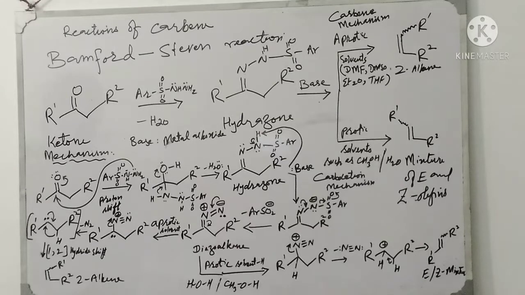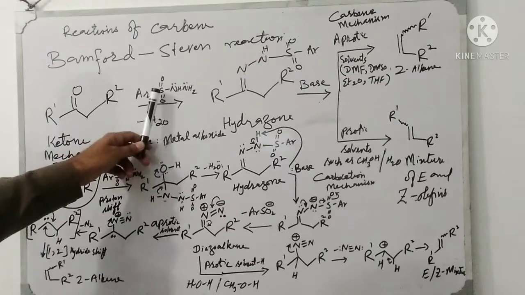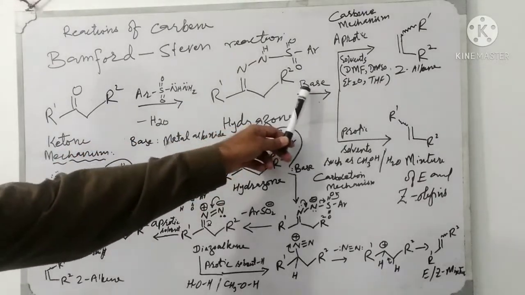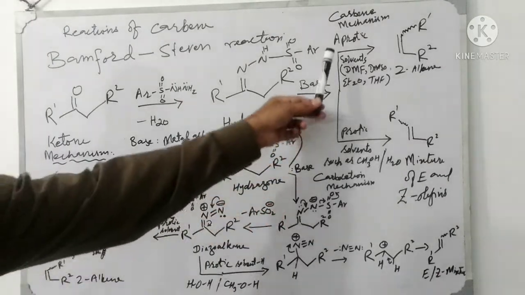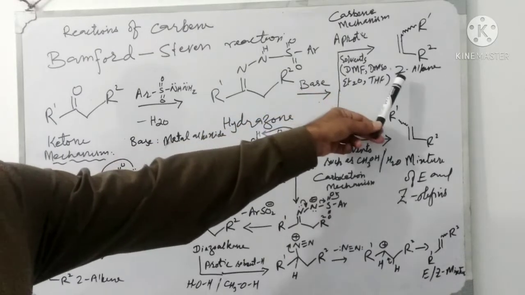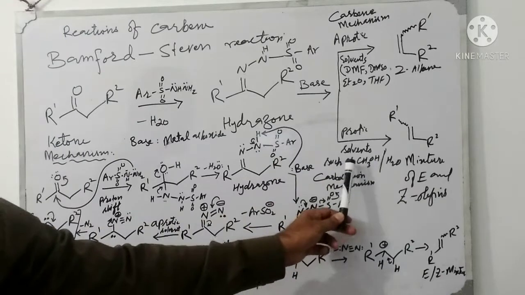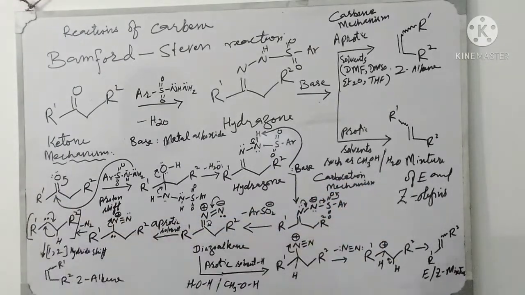So this is the overall explanation of the Bamford Stevens reaction. We start with this aldehyde or ketone, which reacts with the aryl sulfonyl hydrazide to make this hydrazone. Then in the presence of the base, this hydrazone decomposes. Now there are two cases. When we use the aprotic solvent, we get this Z alkene predominantly. When we use protic solvents like methanol or water, we get this mixture of E and Z olefins. So this is the summary of this reaction.